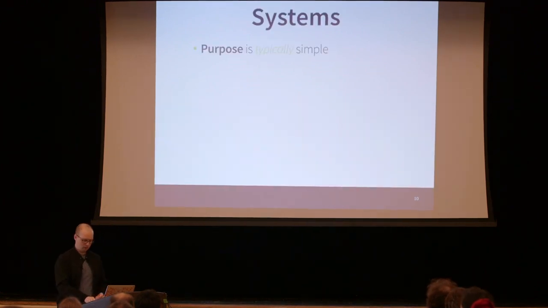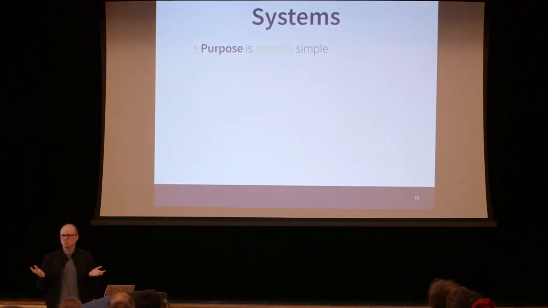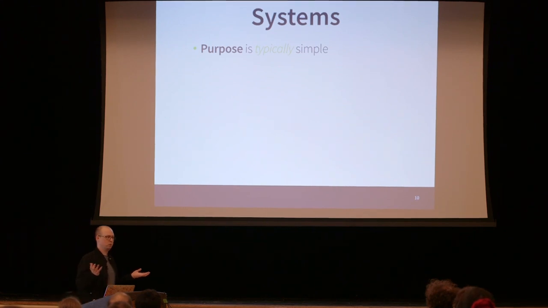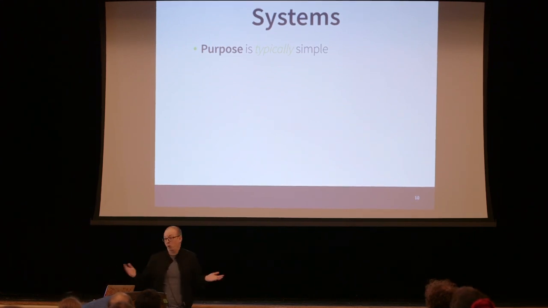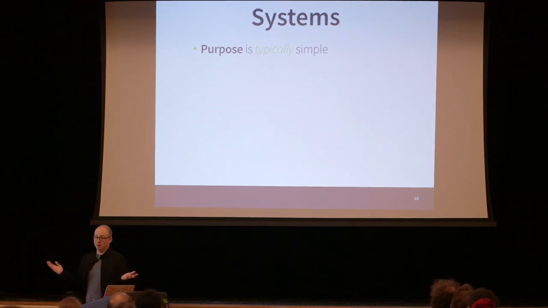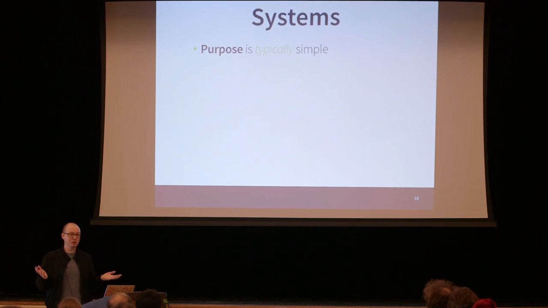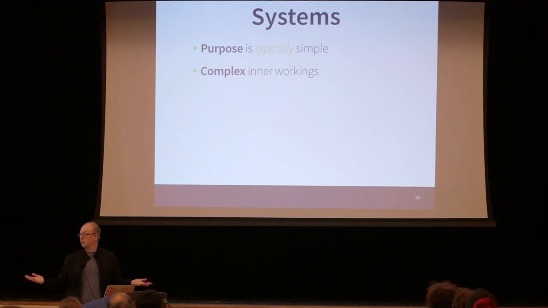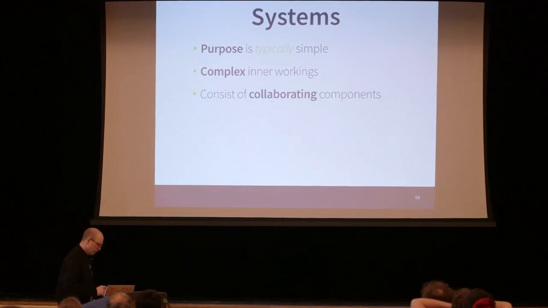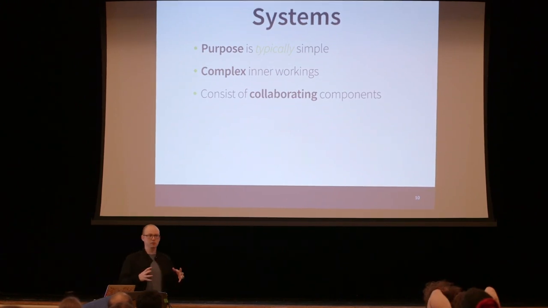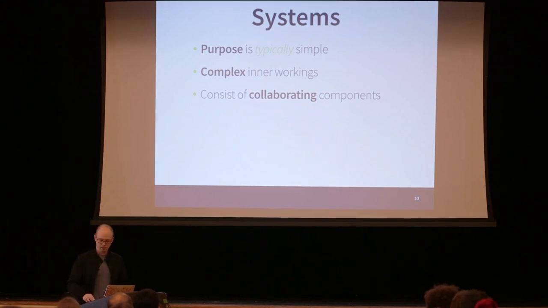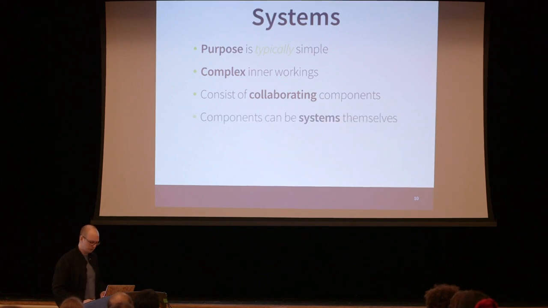If you look at a system, their purpose tends to be quite simple. You look at a watch, for instance. Purpose: show time, arguably quite simple. If you look at a modern automatic movement for a watch, highly complex, right? But the purpose is simple. Inner workings might be extremely complex. But they consist of collaborating components. As I said before, like we're separating space and time, we communicate to coordinate. So we need to have these sort of collaborating components.